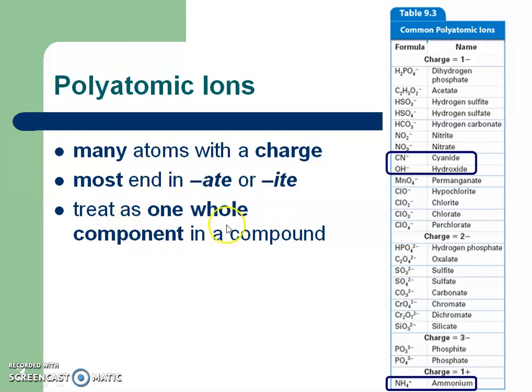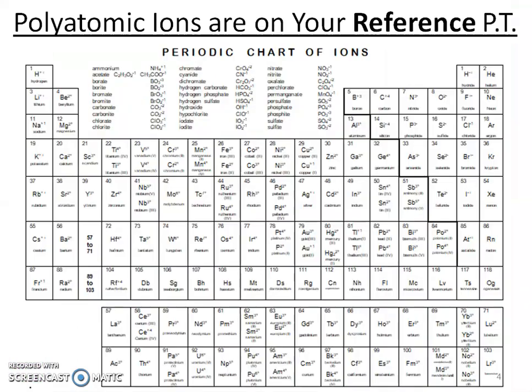The other thing I want to bring to your attention is even though it's many atoms with a charge, we're going to treat it as one component of that compound, whether it be the first part that's always positive in a compound or the second part that's always negative. Remember that a compound only ever has 2 parts. It has your positive part first and your second part is always negative. So we're going to treat it as a whole component, or that whole part of the compound. And I'm going to show you what I mean by doing some practice and dealing with these.